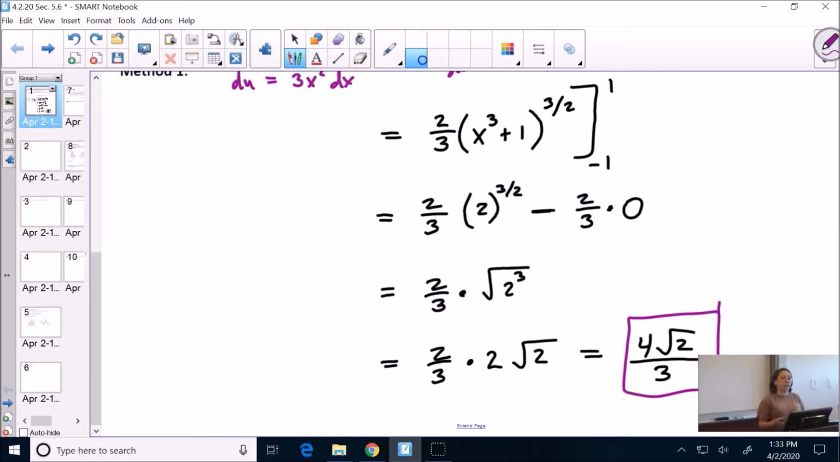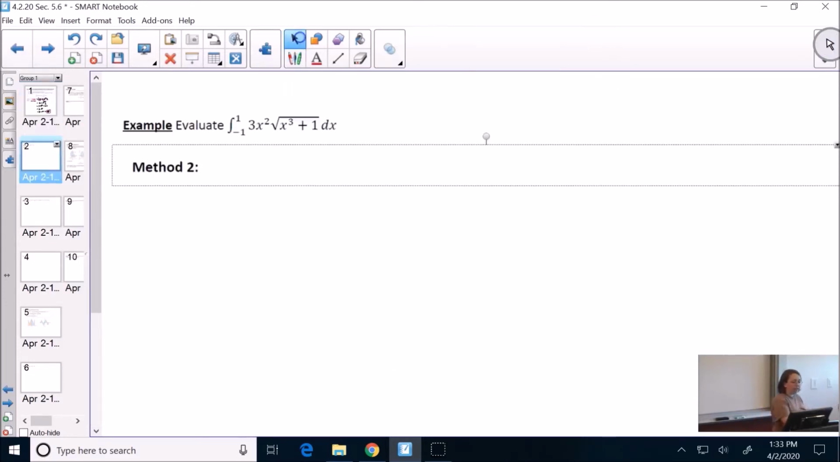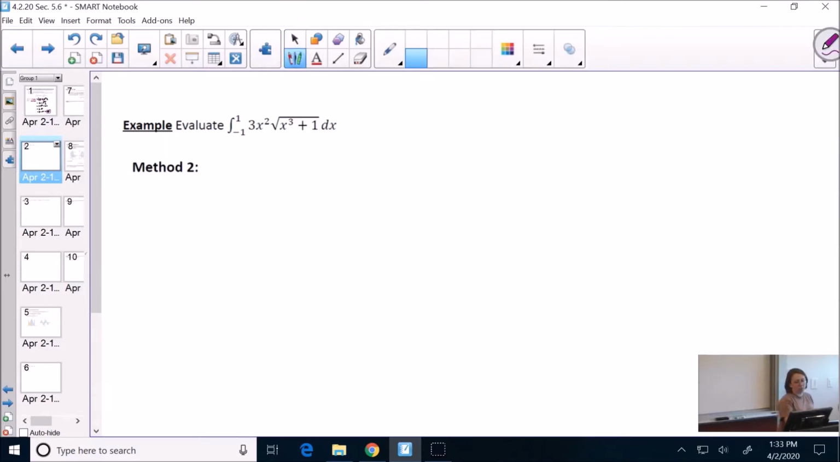So we're going to do the same problem again, but now we're going to do it with a U notation. And we're going to transform our limits of integration. What do I mean? Well, these limits of integration in the original problem, because it says dx at the end, these are x values. So x equals -1, all the way to x equals +1 are our limits of integration.